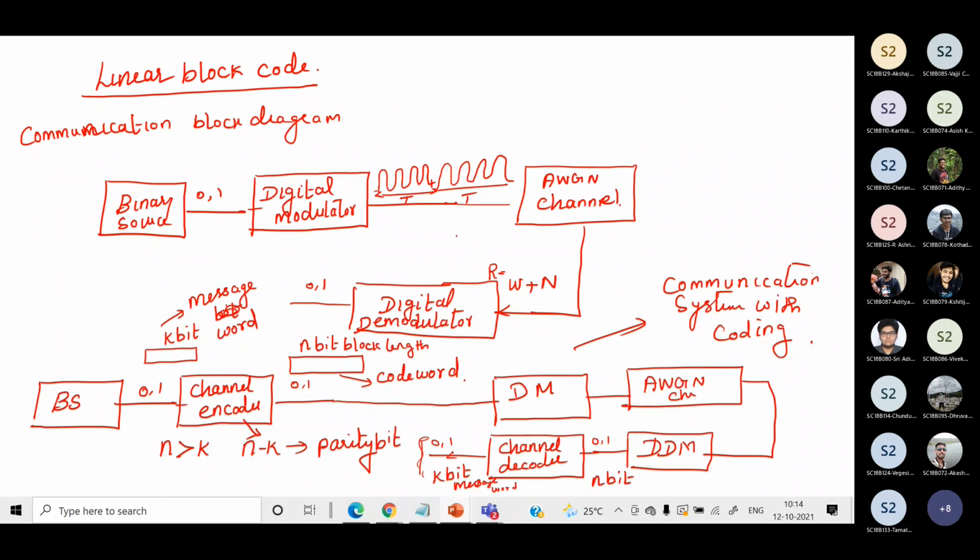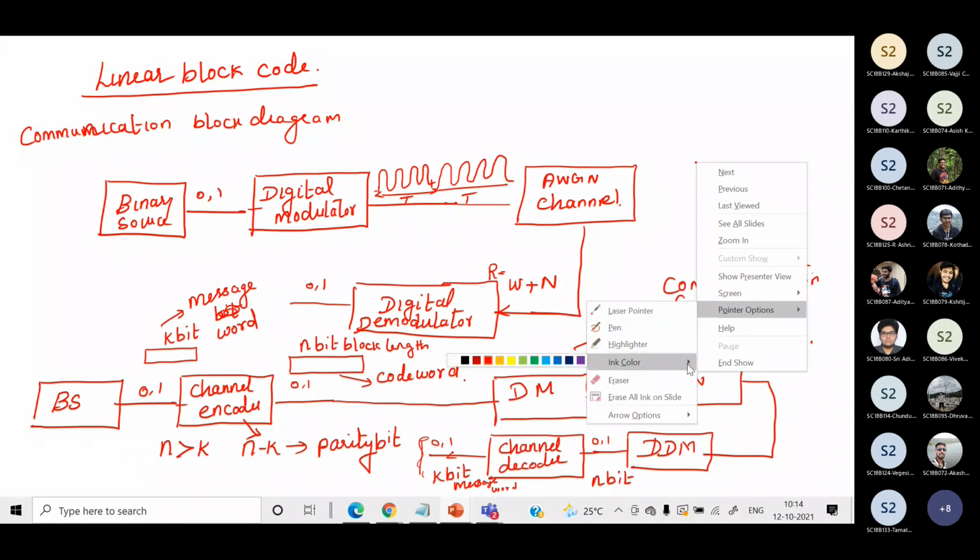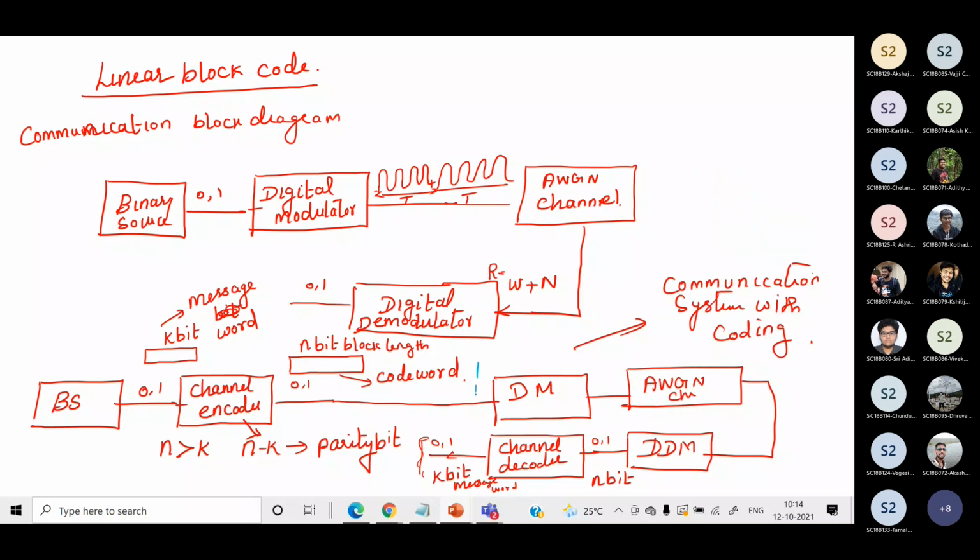So now here you see, input is zeros and ones, output is zeros and ones. Now I am going to model this digital modulator, AWGN channel and digital demodulator together as the channel. These three blocks combined together will be the channel for this channel encoder.